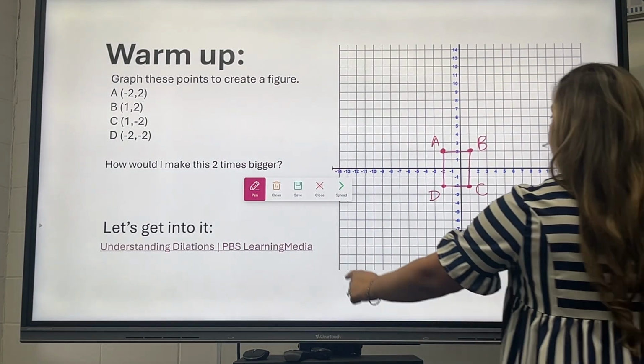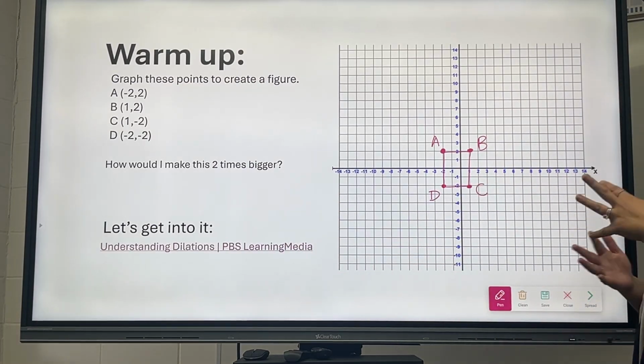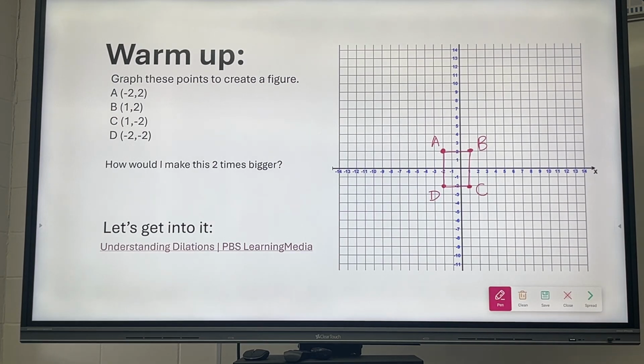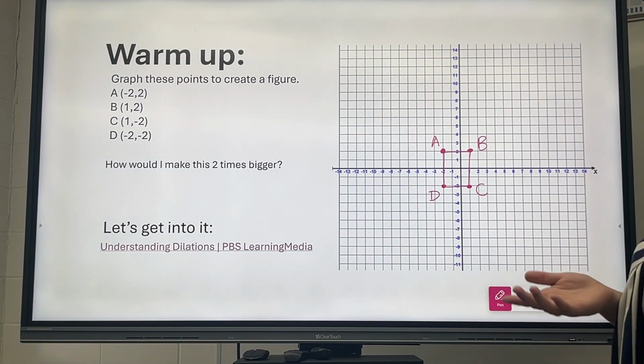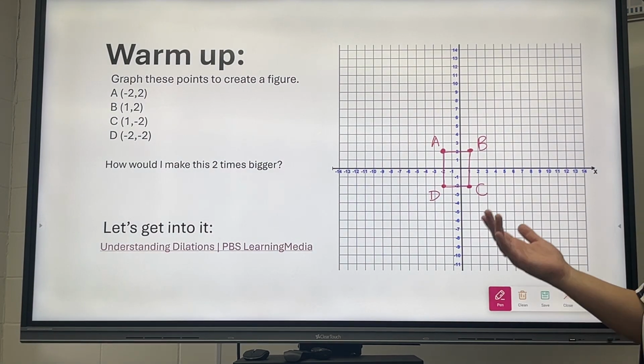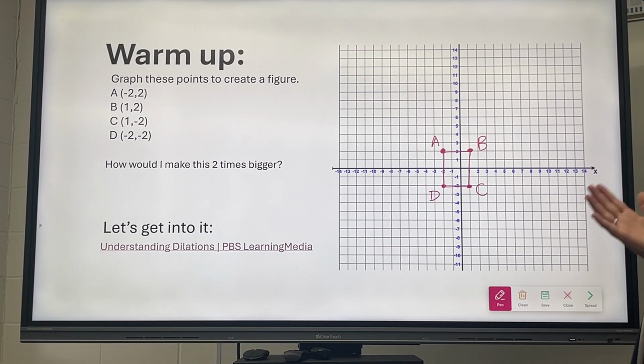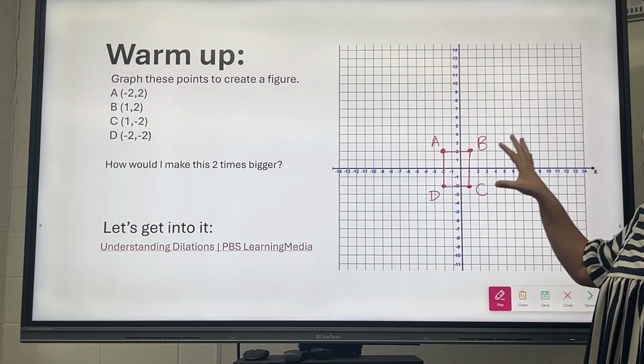Okay, if you have unpaused the video and you are here at this second, then you should have some sort of figure that looks like this on your graph or on your paper somehow, some way. But the question here is, how would I take this and make it 2 times bigger? Now, obviously we can't have a discussion about this right now, but there are a couple different ways that you can think about taking this shape and making it 2 times bigger. So I want you to just think about that in your head for a second and decide what in the world does that mean to take this and make it 2 times bigger.